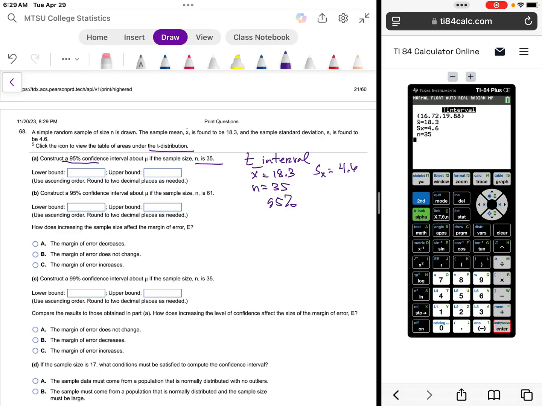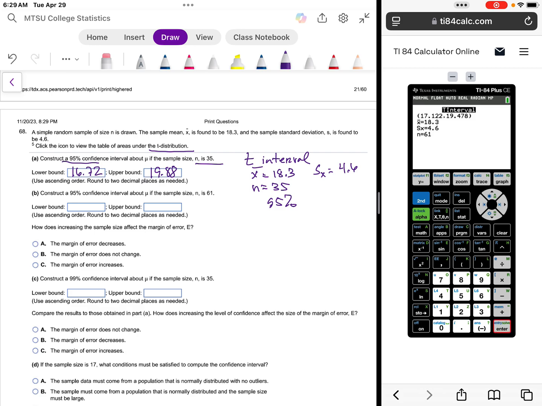Hit calculate. And so my lower bound is 16.72. My upper bound is 19.88. Now they asked me to do the same thing, but change the sample size to 61. All right, so let's do it again. Second stat, this stat. And then we're going to option 8. And it keeps all my information, so I can just change that down to 61. And leave the 95% alone.